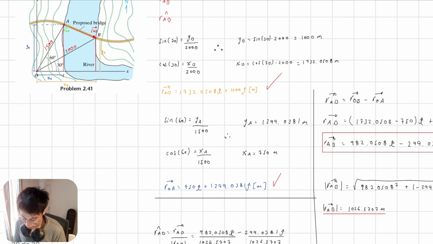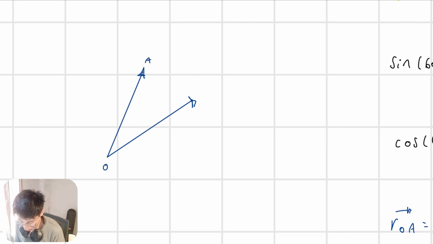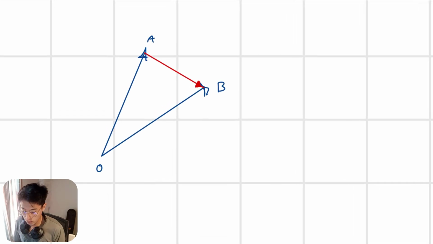Right, and I'm going to draw it right here. We have the vector OB and the vector OA. So OA, OB. And we need this vector. Now, why the answer is that I have to subtract the vector A from the vector B. So, ROB minus ROA.